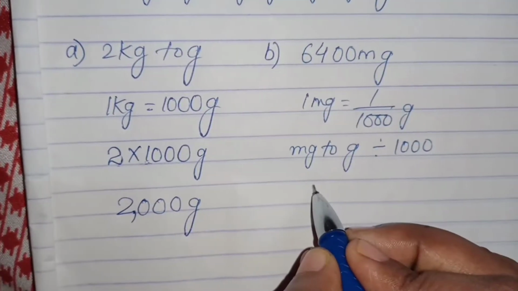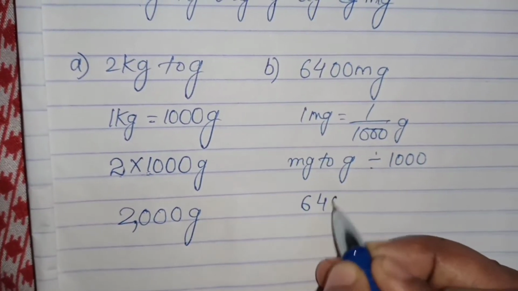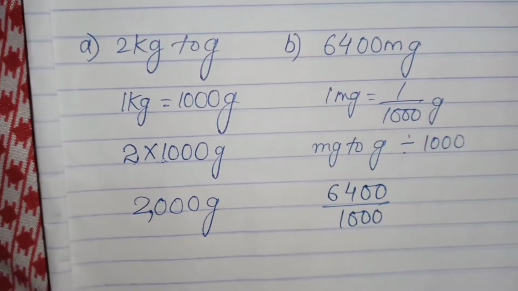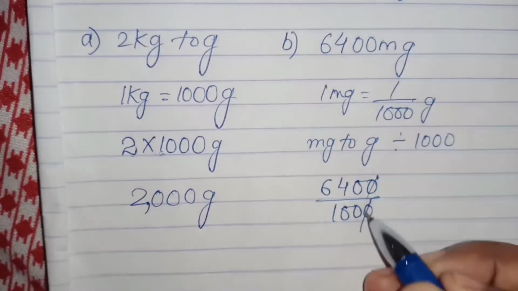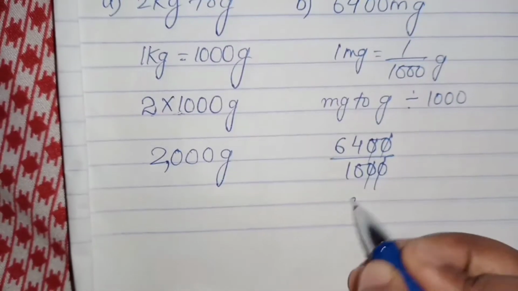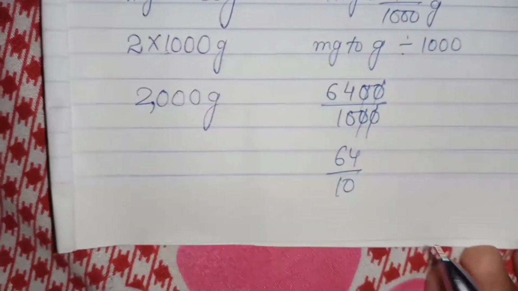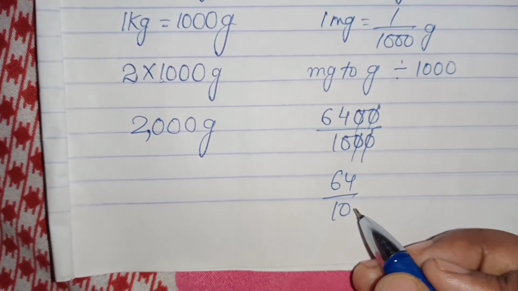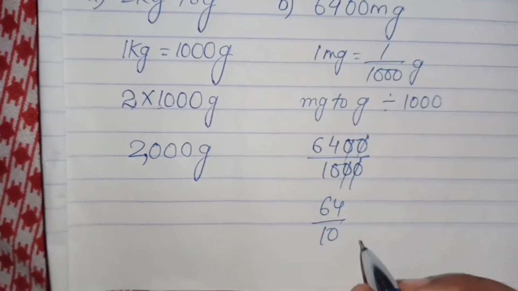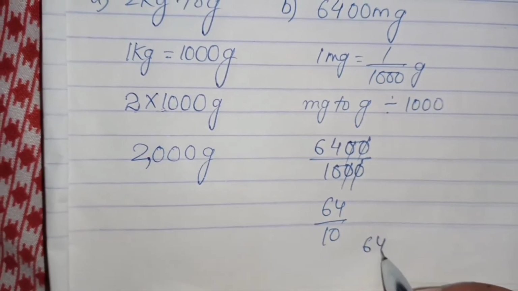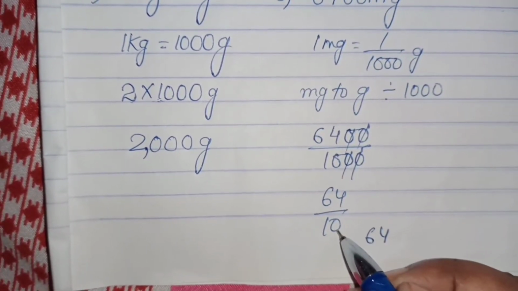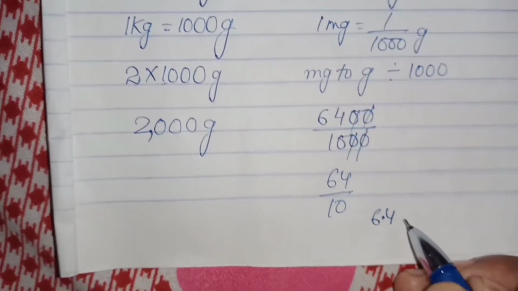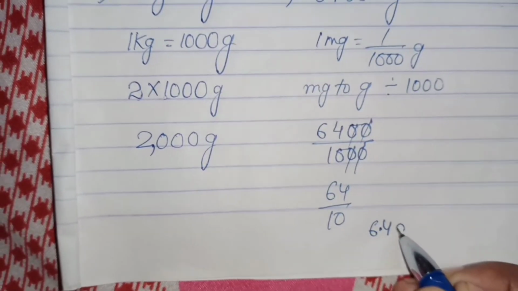So 6400 divided by 1000. Now what will we do? We will cancel the zeros. 1, 2, 1, 2. Now what is left? 64 by 10. 64 by 10 is left. Now we have to convert this into a decimal. So how will we do it? You will write 64, and how many zeros are there in 10? 1, and it is dividing, so 1 jump. So how much is it? 6.4 grams.